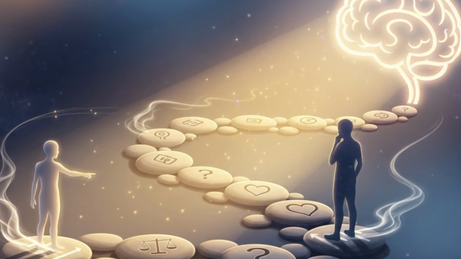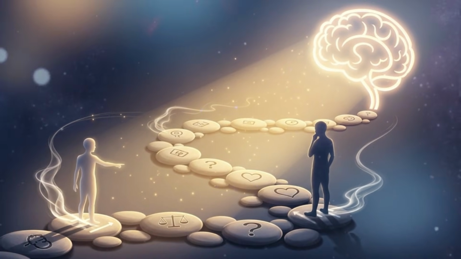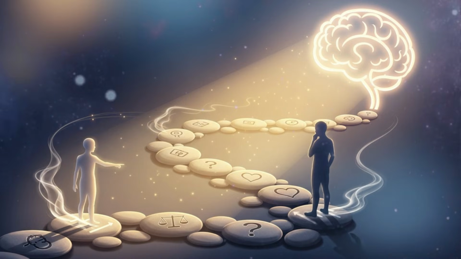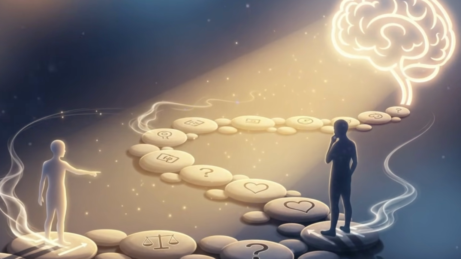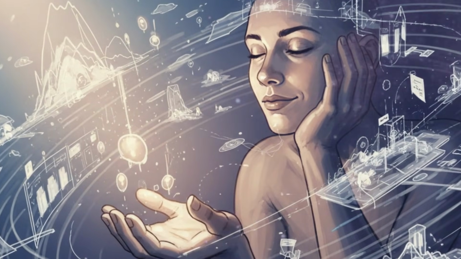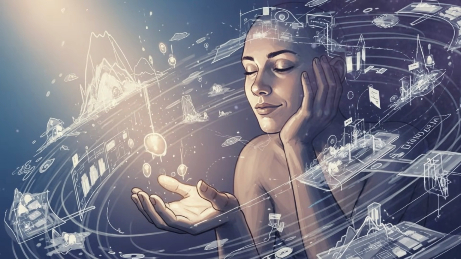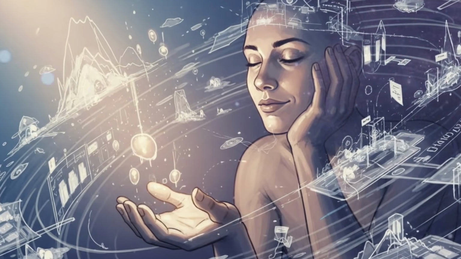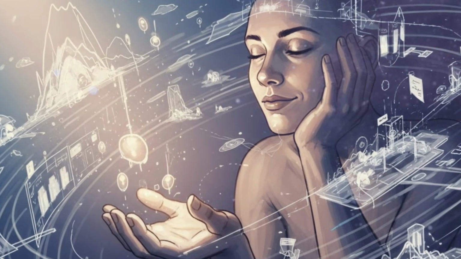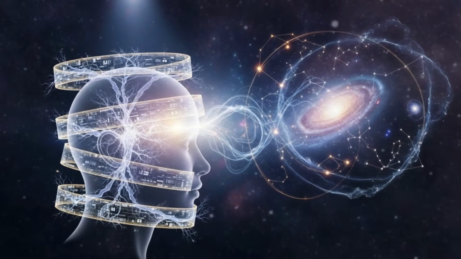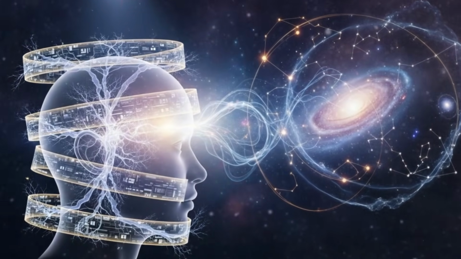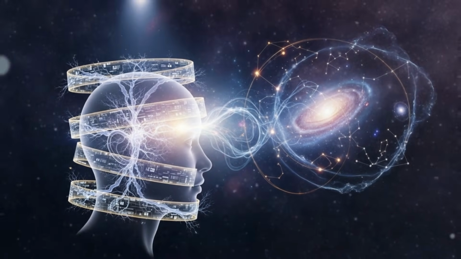Neuroscience research continues to reveal how the brain generates experience. Brain imaging shows what parts of the brain are active during different mental processes. However, activity in a brain area does not directly explain subjective experience. Understanding that your visual cortex is active when you see red does not explain what redness feels like. This gap between neural activity and subjective experience remains a frontier of science.